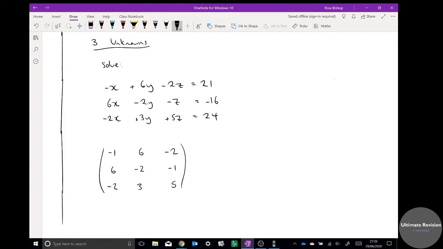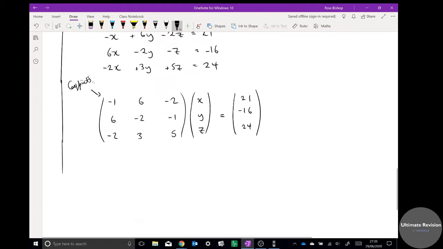And then we would have to multiply that simply by x, y, z. Again, you can check it if you don't believe me. That will work. 21, minus 16, 24. So you set up this matrix of the coefficients.